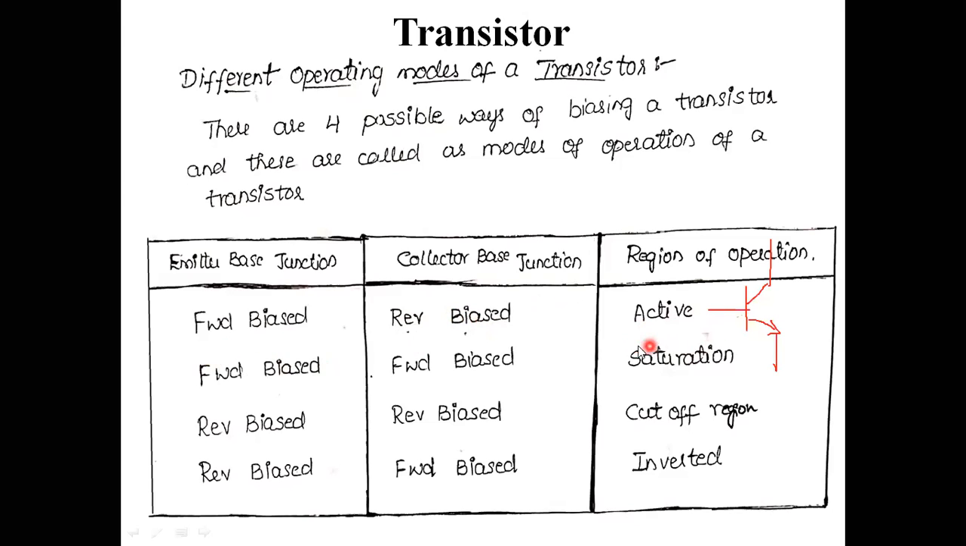Therefore, we can treat that region of operation as the active region here. Similarly, if emitter base junction and collector base junction are both operated in forward bias condition, I can treat that region of operation as saturation. If both the junctions are operated in reverse bias, I can treat that region of operation as cutoff region. Now I am reversing the biasing state of these two, emitter base junction and collector base junction. Therefore, emitter base junction is reverse biased and collector base junction is forward biased. I can treat that region as inverted active region. These are the different operating modes of the transistor.